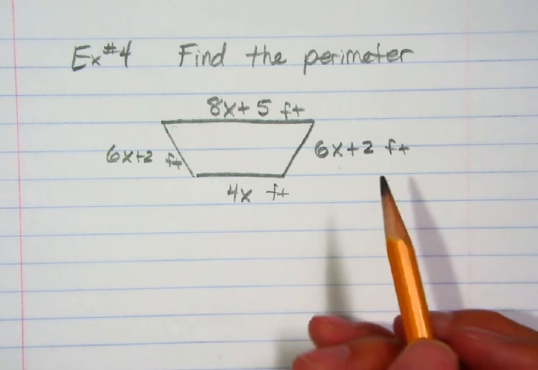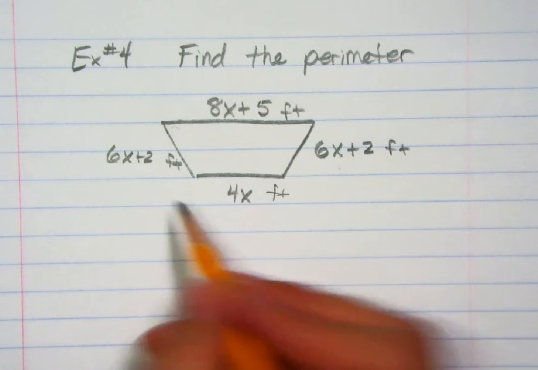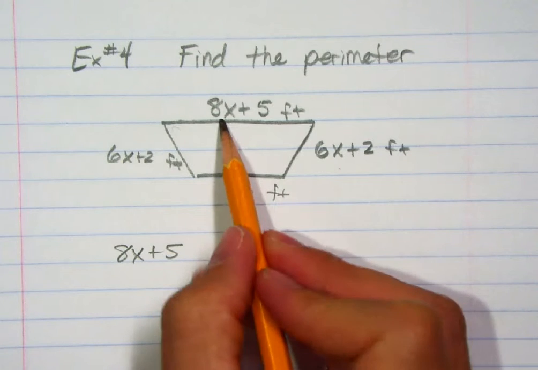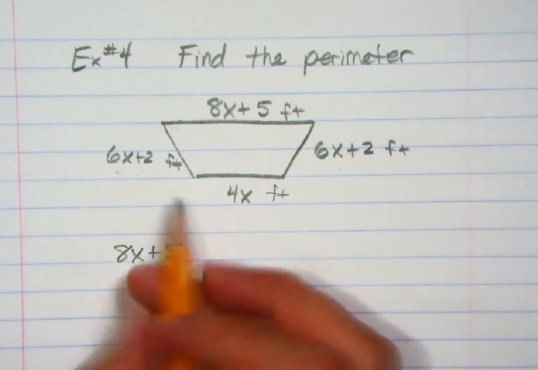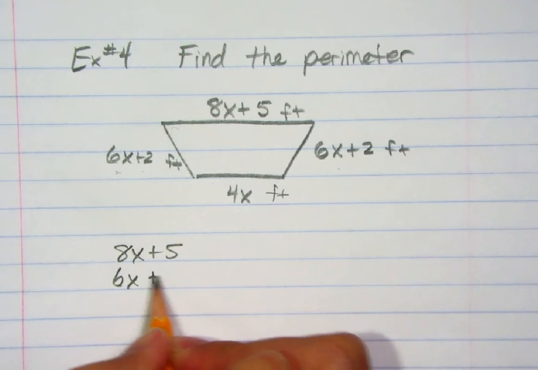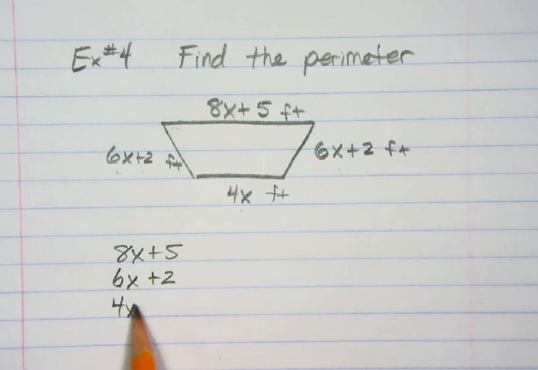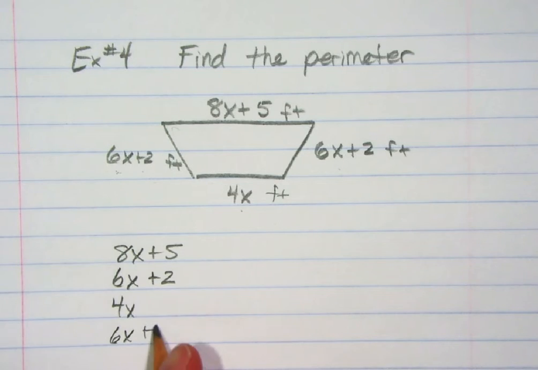We don't know x. So in order to find perimeter, I'm going to add all this stuff up together. So here's the first way I can do this. I can go 8x plus 5. There's the variable term. There's the constant. Then I'm going to add this side, 6x plus 2. 6x variable term, 2 is the constant. I'm going to add a 4x. That one doesn't have a constant, so I'll leave that blank. And then again, 6x plus 2.